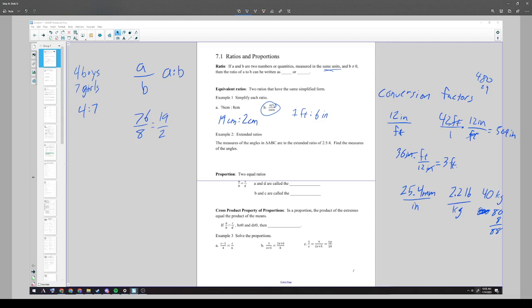Extended ratios. The measure of angles in ABC in the extended ratio 2, 3, 4. So this means we're having a ratio between 3 objects. In a picture form, if we had this, that would mean we have a side that's 2, 3, and 4. But they're not necessarily 2, 3, and 4, that's just their ratio. So this would be 2x, 3x, and 4x. They could be 20, 30, 40, or 4, 6, 8. We don't know how big they are, but we know their ratio is 2 to 3 to 4. So that's an extended ratio.